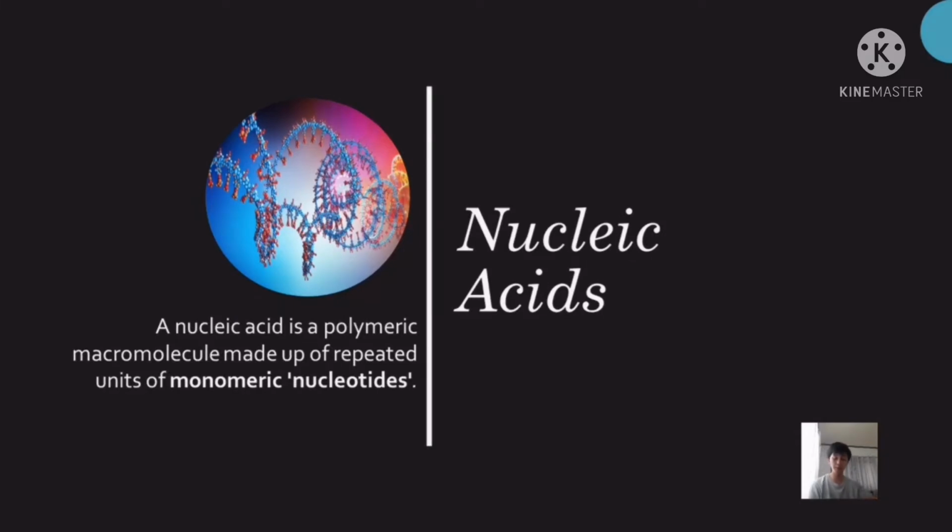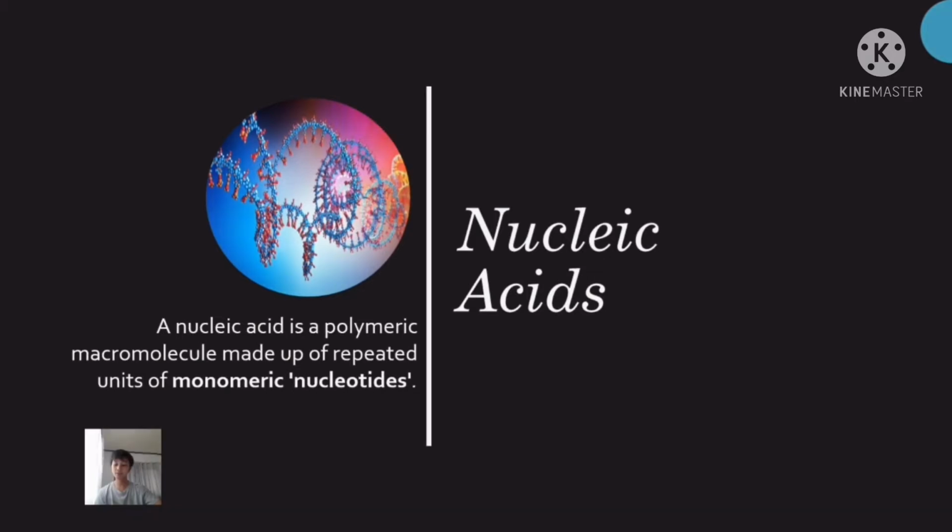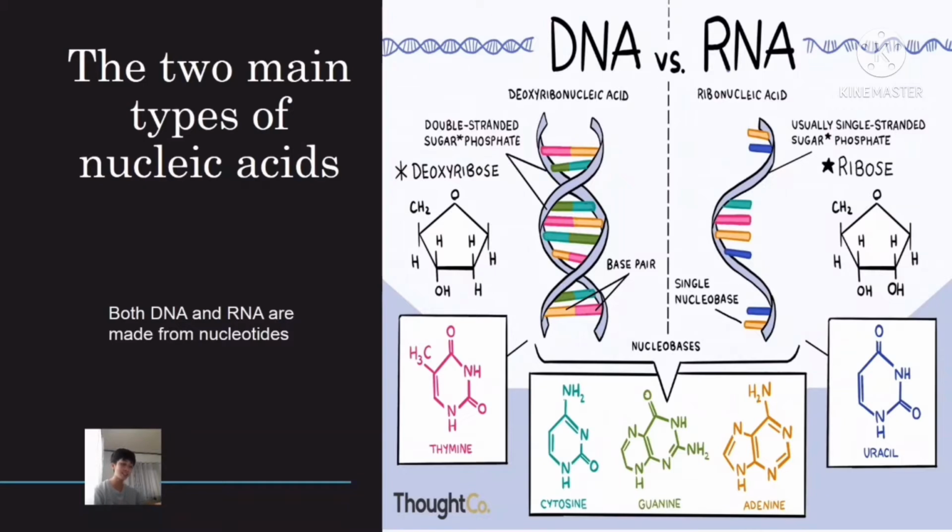Nucleic acid is a polymeric macromolecule made up of repeated units of monomeric nucleotides. We have two main types of nucleic acid, deoxyribonucleic acid and ribonucleic acid, or what we call DNA and RNA. Based on the structure, we can differentiate these two because DNA is a double helix while RNA is single-stranded. Both DNA and RNA are made up of nucleotides.